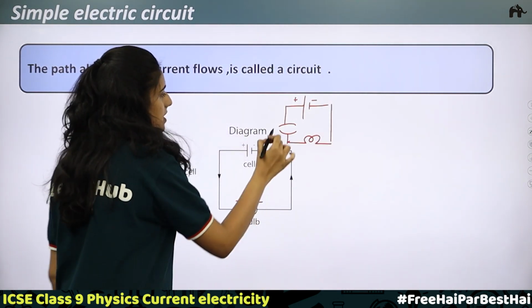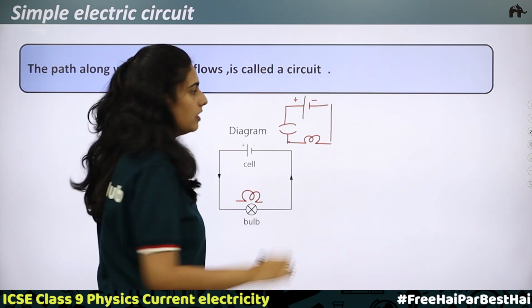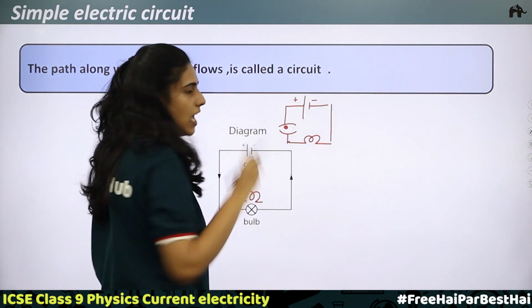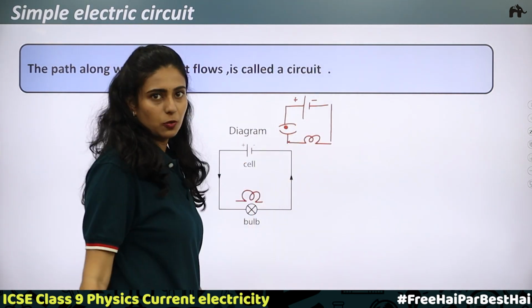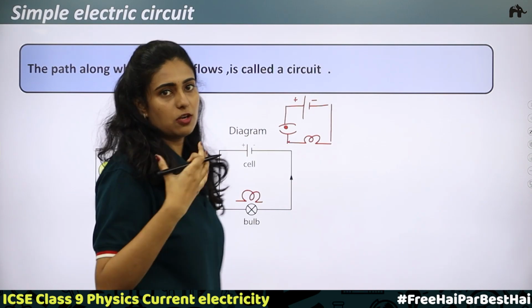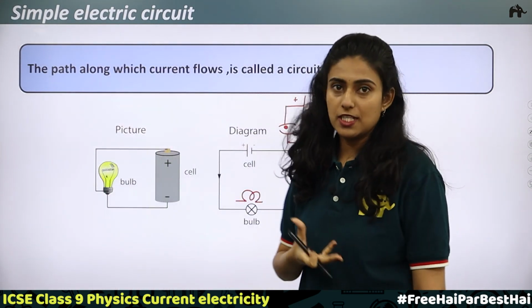So here you can see this is an open key. When you put the key, when you plug it in, what happens? The bulb will start to glow. Next is a circuit which includes other components like ammeter, voltmeter, rheostat.